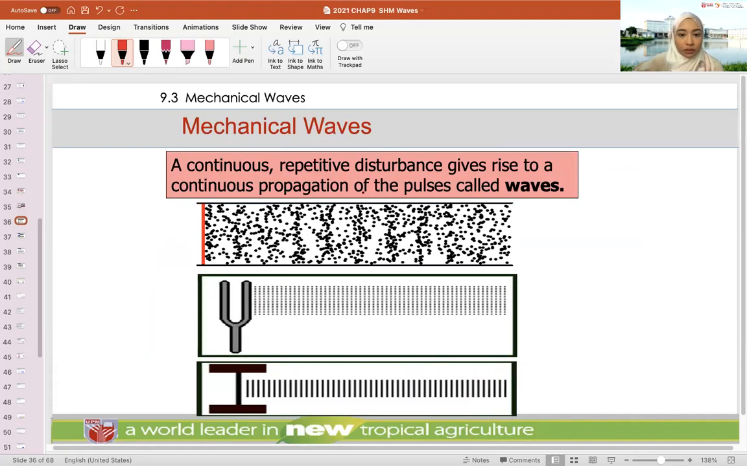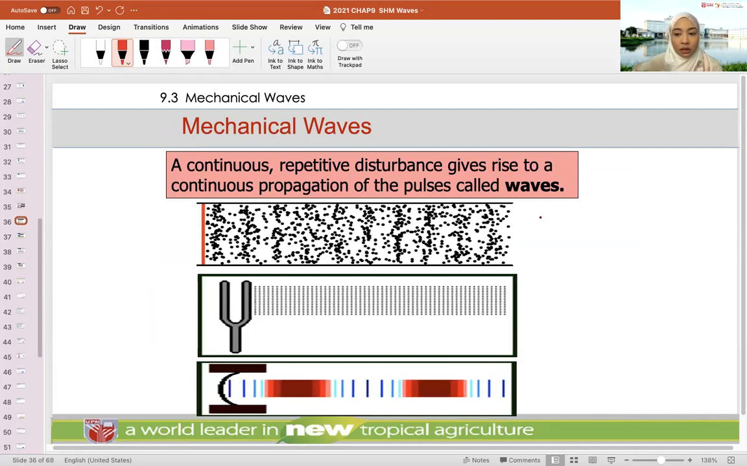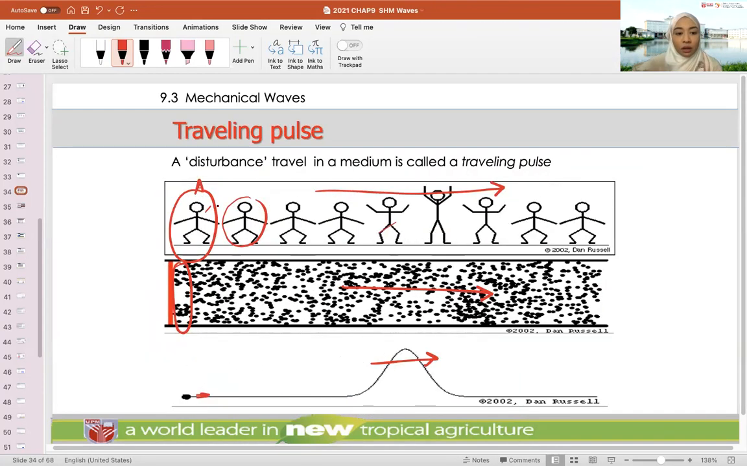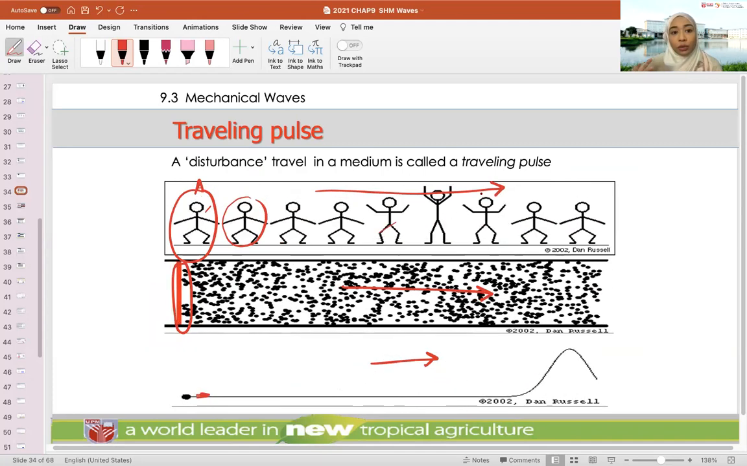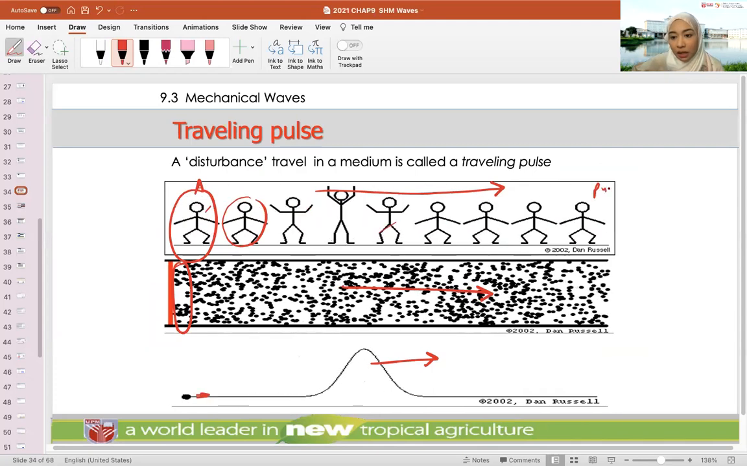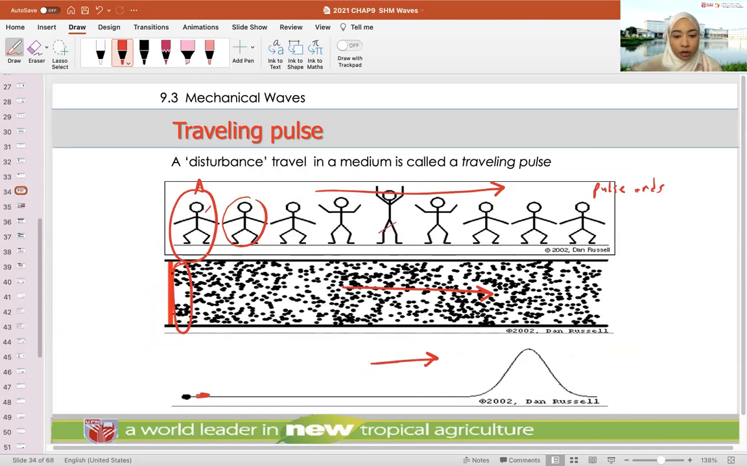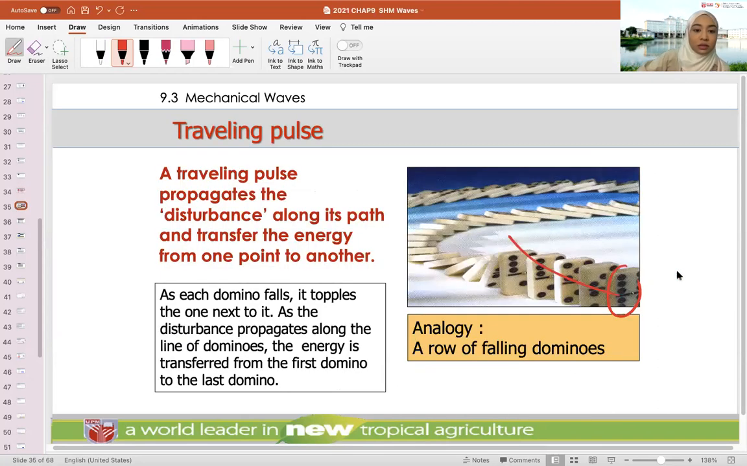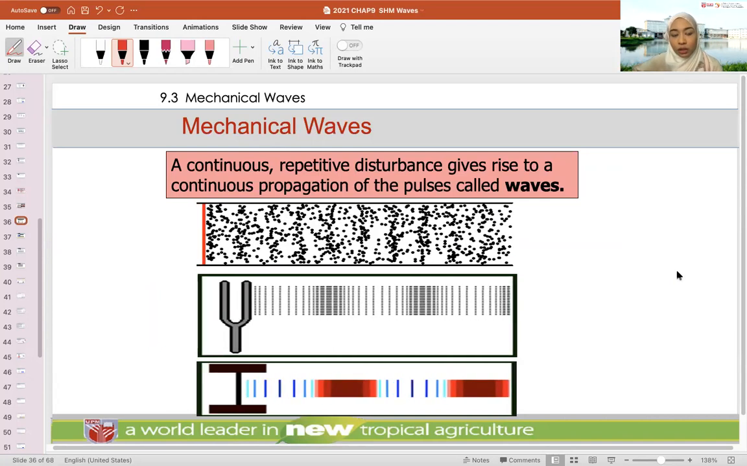So a continuous repetitive disturbance gives rise to a continuous propagation of pulses called waves. The one that we talked about earlier is not repetitive. This guy nudges his friend, this guy nudges his friend, and so on and so forth. And then we assume that the pulse ends here, or the disturbance ends there. And then this guy compresses, we assume that the disturbance ends here. We assume it's the end of the story, right? But there is a situation where this thing is repetitive, and repetitive disturbance is called waves.